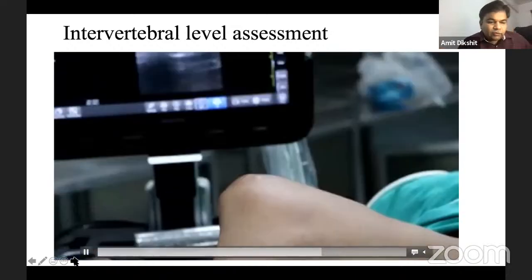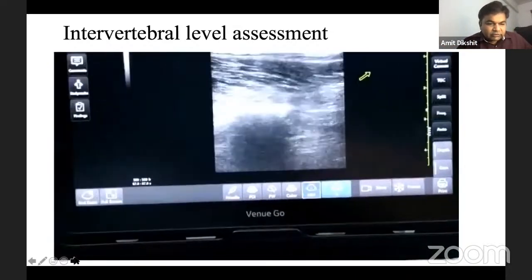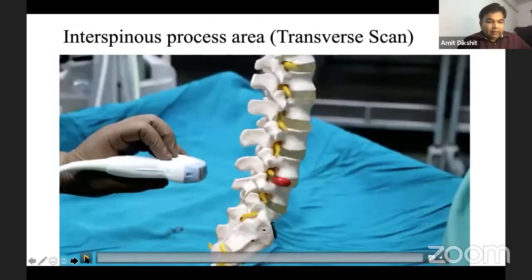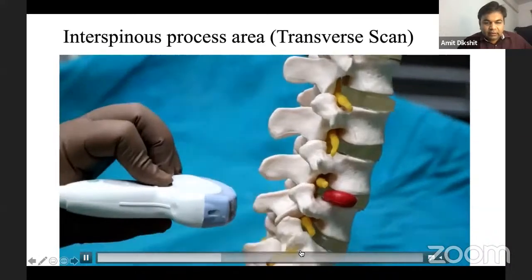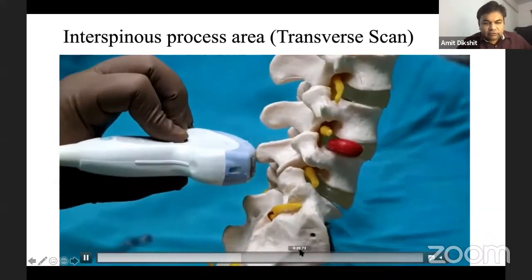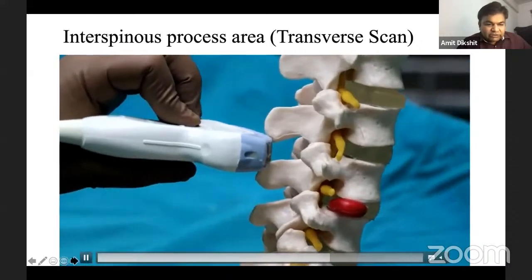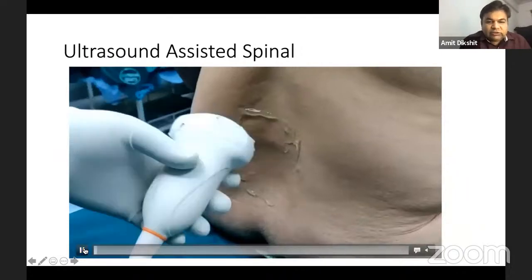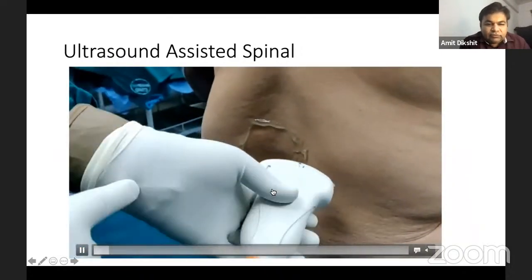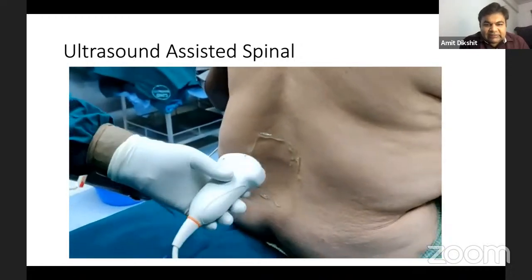In the lumbar area, we know how we move in a caudocranial direction from the sacrum upwards. So this is the first step. And actually we want to reach the intervertebral, the interspinous process area. So this is a transverse midline scan and it is very easy. Once we reach this area, we identify the structures. So how do I do it? First, a very simple technique which we are commonly using, and this is ultrasound assisted spinal.